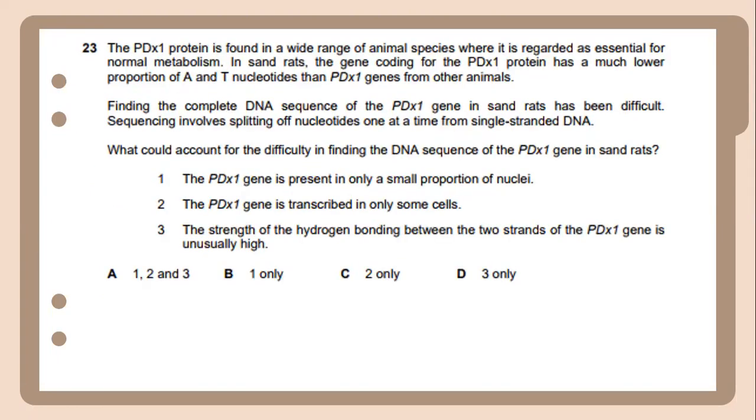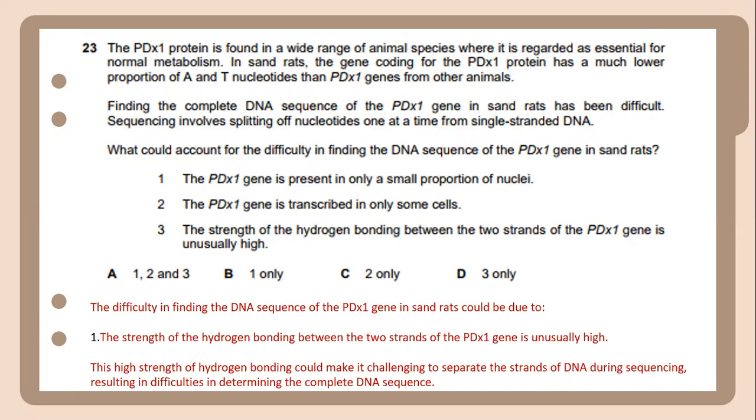23. The PDX1 protein is found in a wide range of animal species, where it is regarded as essential for normal metabolism. In sand rats, the gene coding for the PDX1 protein has a much lower proportion of A and T nucleotides than the PDX1 gene from other animals. Finding the complex DNA sequence of the PDX1 gene in sand rats has been difficult. Sequencing involves splitting of nucleotide one at a time from single-stranded DNA. What could account for a difficulty in finding the DNA sequence of the PDX1 gene in sand rats?